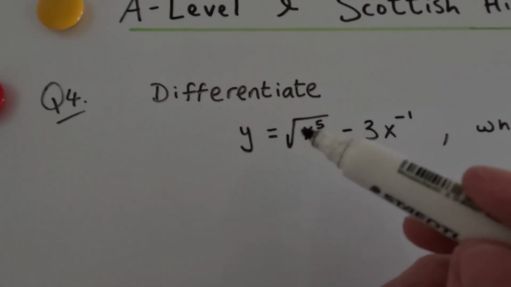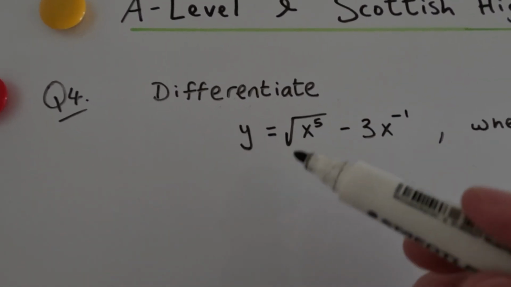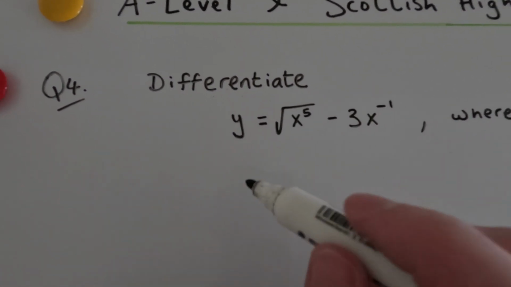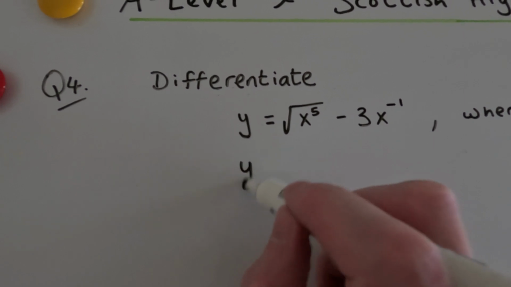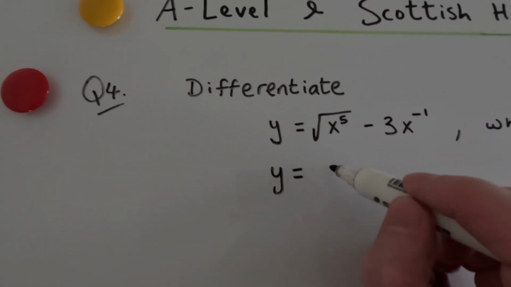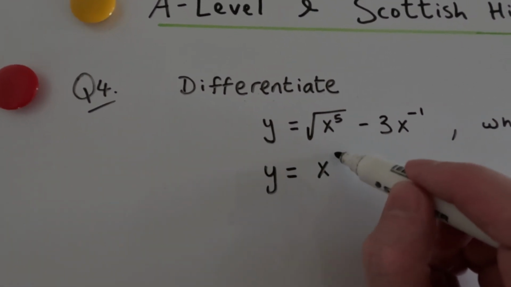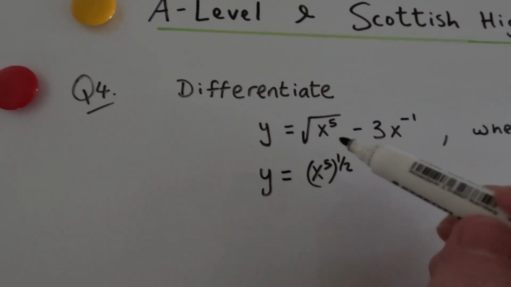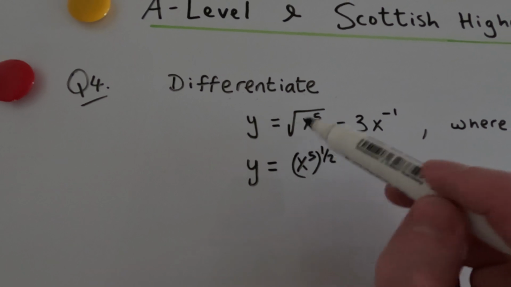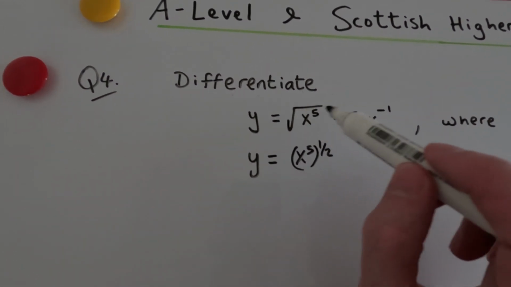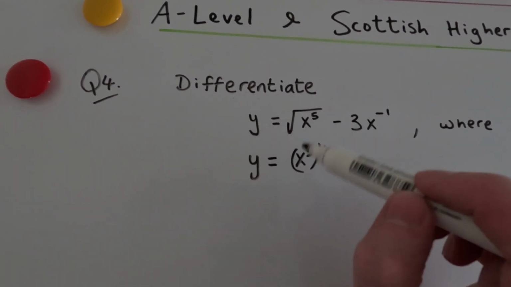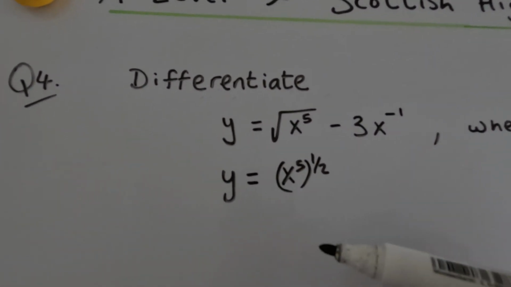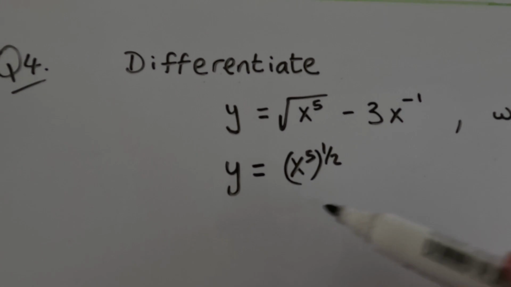So first thing we want to do is get rid of this square root sign notation and use power notation. So we'll rewrite this as x to the power of 5 all to the power of a half. Because the root of x is the same as x to the half. The square root of something is the same as raising it to the power of a half, right?